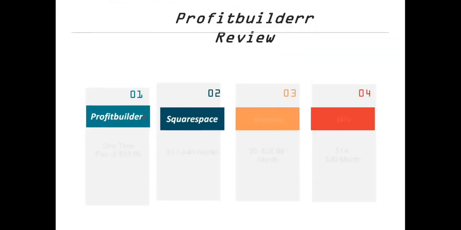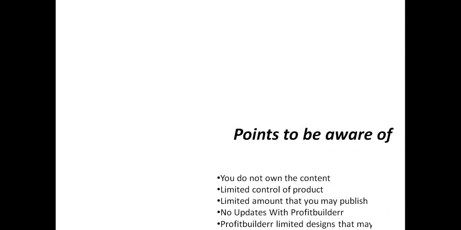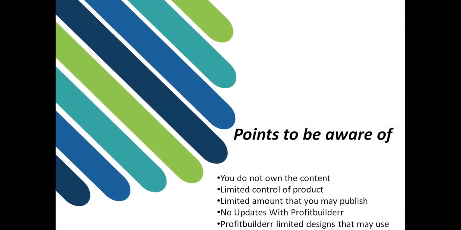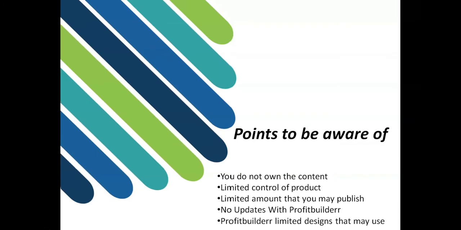Okay, so with the Profitbuildrr, in this Profitbuildrr review, remember, I talked to you about the one-time fee of $19 with the Profitbuildrr product. Compared with Squarespace, which ranged from $12 to $40 a month. Weebly went from $0 to $26 a month. Wix went from $14 to $40 a month. Just want to remind you there are some points to be aware of. First and foremost, you do not own the content. Once it's published, someone can take you down, or they can delete you, ban you, cancel you, whatever, because you don't own it.